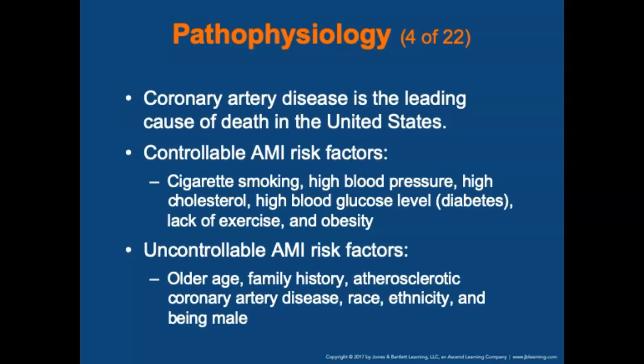So there are two kinds of risk factors: controllable and uncontrollable. Controllable risk factors are such as cigarette smoking, high blood pressure, elevated cholesterol, elevated blood glucose levels, lack of exercise, and obesity. Uncontrollable risk factors include age, family history, race, ethnicity, and being male.